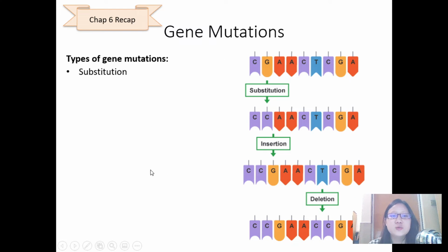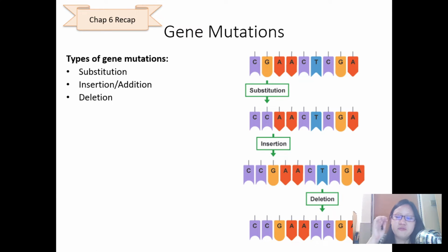Now, gene mutations, we usually talk about this in terms of single base mutations. So we're not talking about large scale changes, we're just talking about very minuscule level gene mutations. There are three types here. We learn substitution, insertion or addition, and deletion. Insertion and addition is the same thing, by the way. Substitution, you should know this already. It's like just changing the base. Insertion is like there's one extra base now, and deletion is one base is removed.